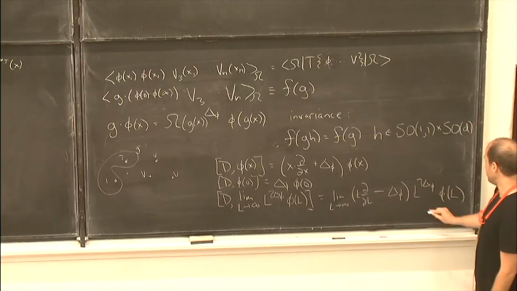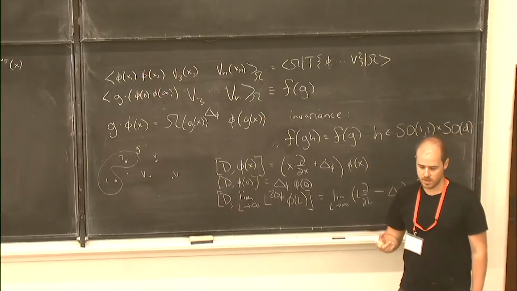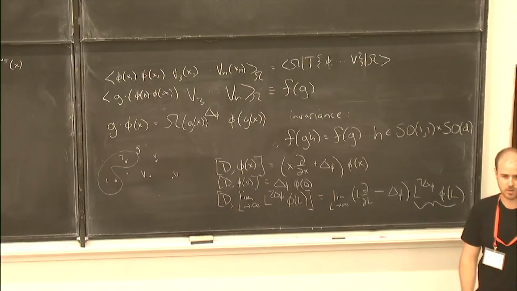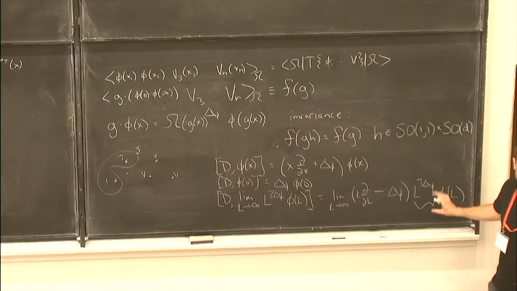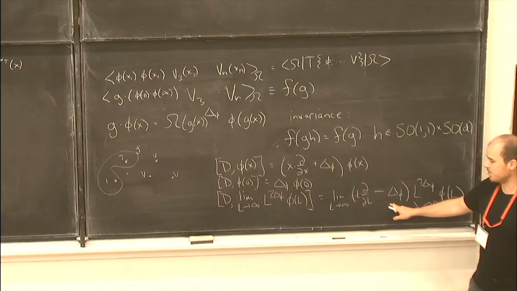So the point is that this quantity here converges to a constant as L goes to infinity inside any correlation function. So we should think about this thing as approaching some constant as a function of L. So the derivative is not important. The important thing is this factor.